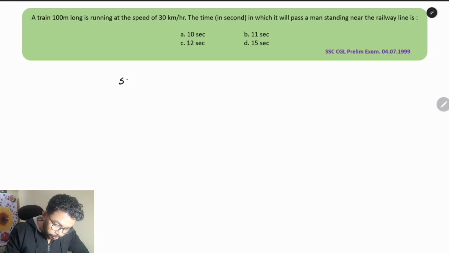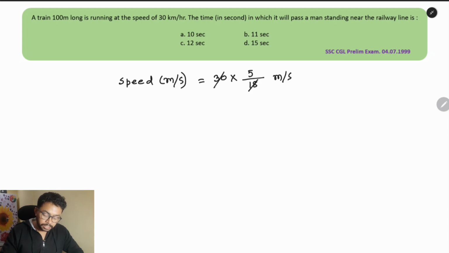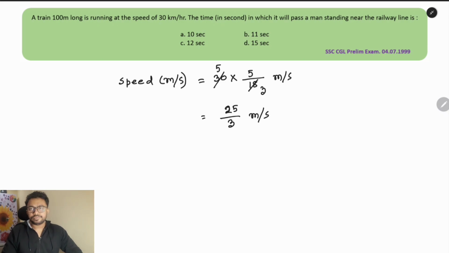So speed in meter per second, this will be 30 kmph. To convert this into meter per second, we have to multiply it by 5 by 18 meter per second. Okay, now divide 30 and 18 by 6. We'll have 3 here and we'll have 5. So the speed will be 25 by 3 meter per second.